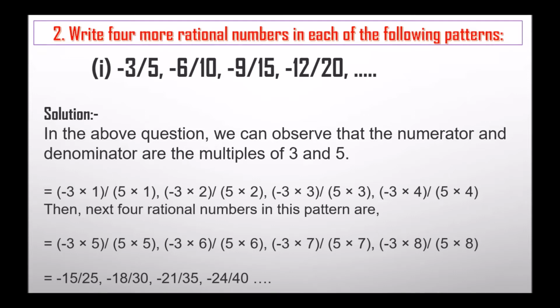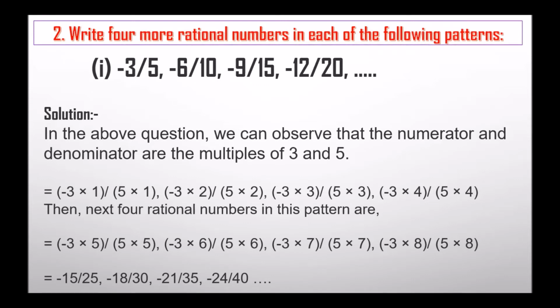So -3 into 1 upon 5 into 1, -3 into 2 upon 5 into 2, -3 into 3 upon 5 into 3, -3 into 4 upon 5 into 4. Then the next 4 rational numbers in this pattern are -3 into 5 upon 5 into 5, that is -15 upon 25.